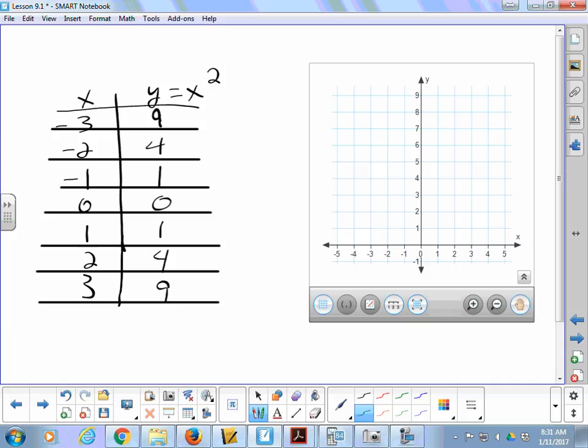So let's plot these. I always like to start with the origin, 0, 0. Now, with quadratics, when it's just x squared, we're going to go over 1 each way and then up 1. So negative 1, 1, positive 1, 1.